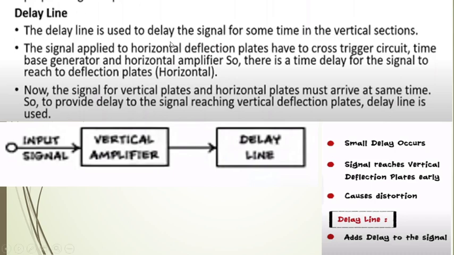The delay line is used to delay the signal for some time in the vertical section, and the signal applied to the horizontal deflection plate has to cross the trigger circuit, time base generator and horizontal amplifier, so there is a time delay for the signal to reach the deflection plates. The signals for the vertical plates and horizontal plates must arrive at the same time, so to provide delay to the signal reaching the vertical deflection plates, the delay line is used.